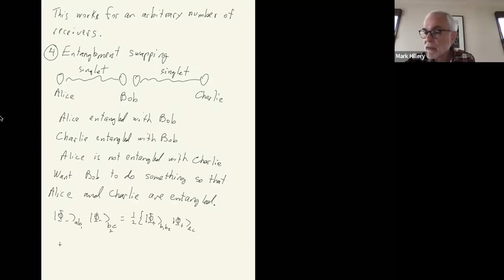I guess this one's minus. Minus, and that is phi minus, Bob 1, Bob 2, and then phi minus, Alice Charlie. And then I have minus. This looks a little funny. One of these is probably supposed to be a plus sign, but I'm not going to try to figure it out now. Bob 1, Bob 2.